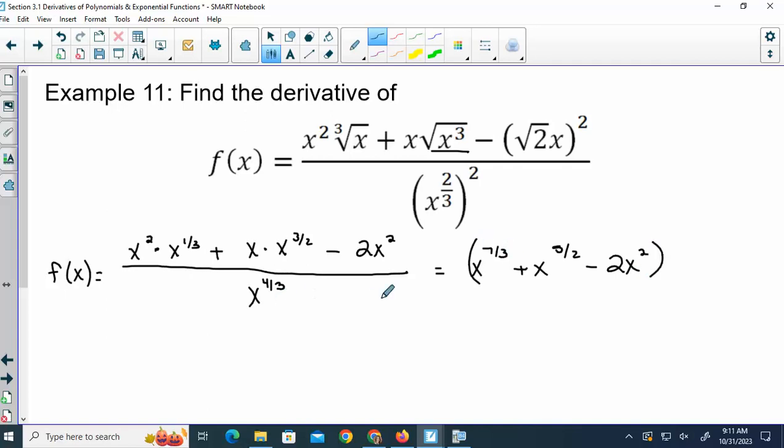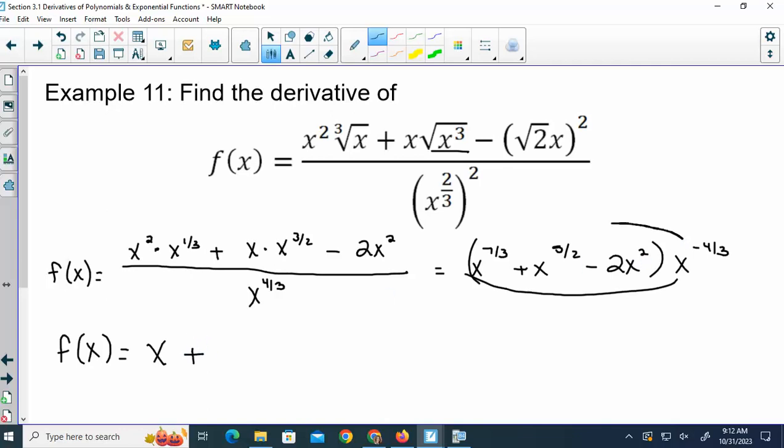If I wanted to bring this up to the top, what would I have to make my power? So if I distribute that, what am I doing with my exponents? Since the x is written each time, we actually add those exponents. So when I distribute that, 7 thirds plus negative 4 thirds would be 3 over 3, which is just 1.